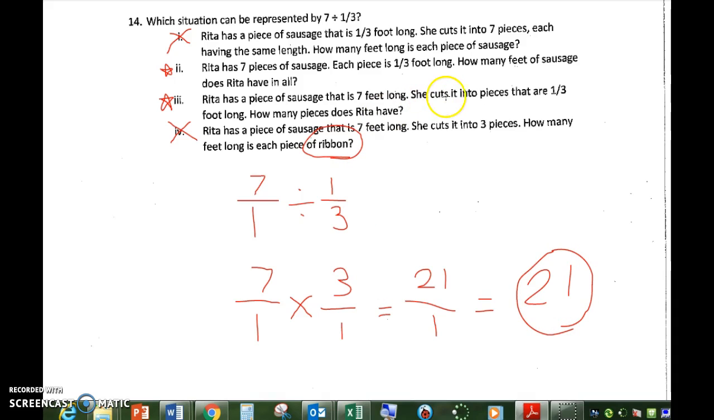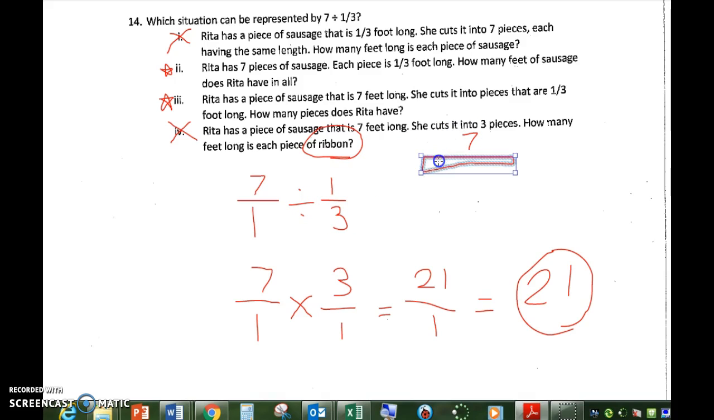Is it going to be... How many pieces does Rita have? Does she have 21 pieces? Or how many feet of sausage does she have in all? I'm thinking, if you imagine this as a picture, there's a really weirdly shaped piece of sausage. Let's say it's 7 feet long, and you have to cut it into third of a foot pieces.